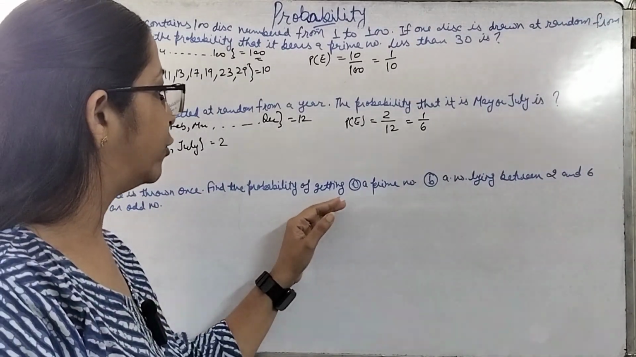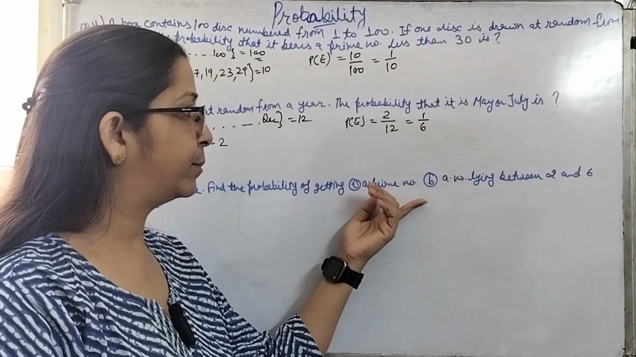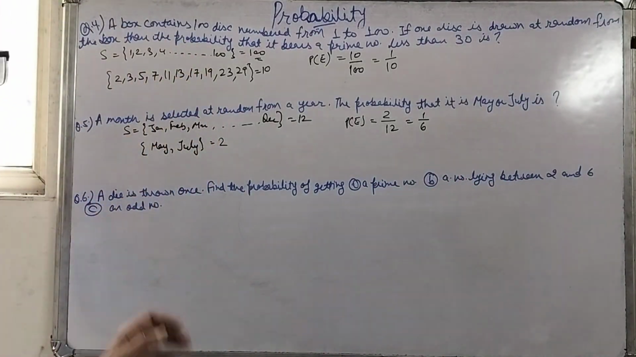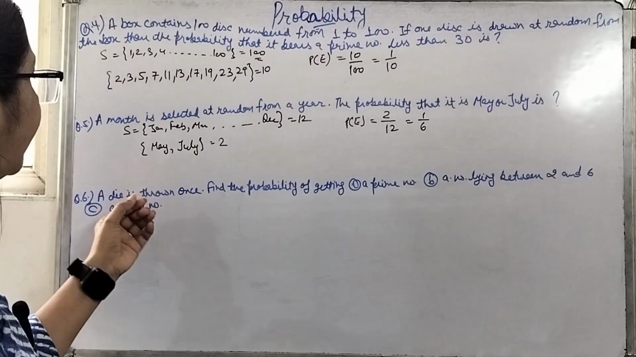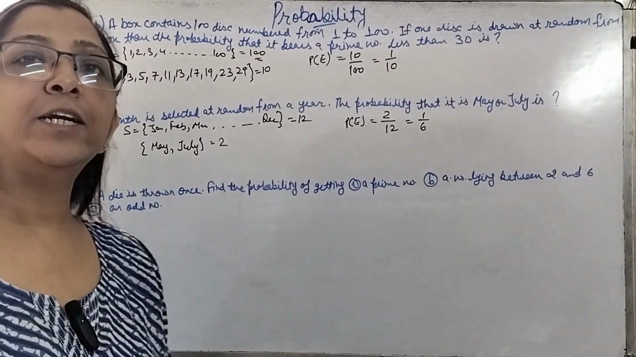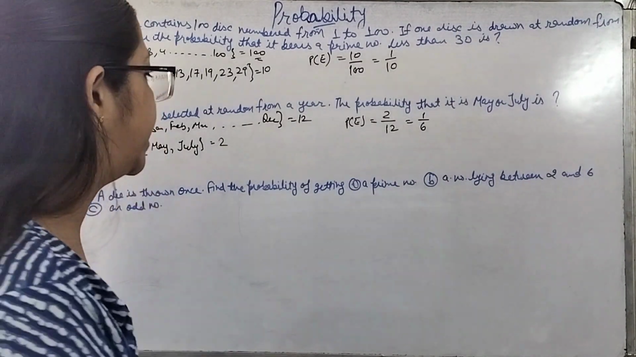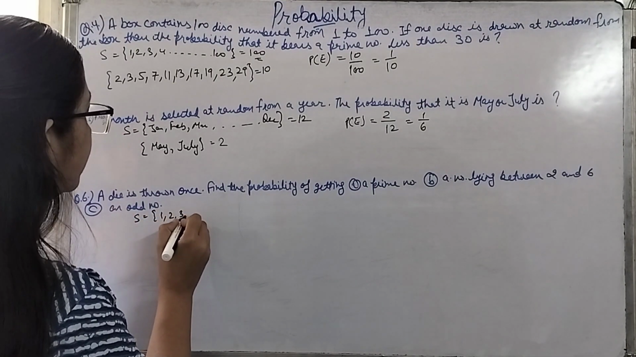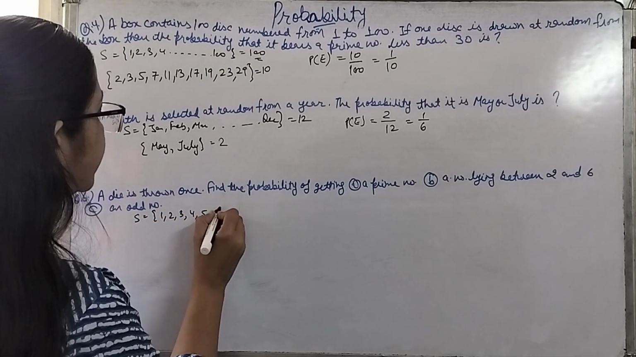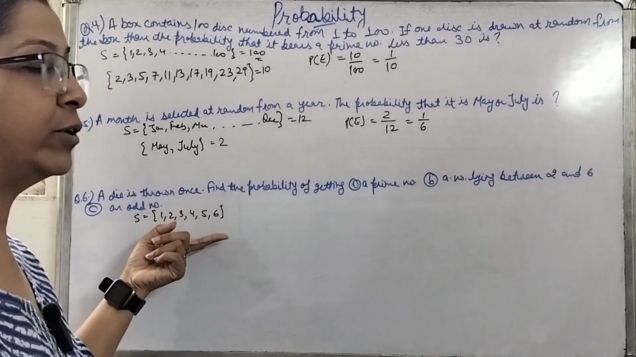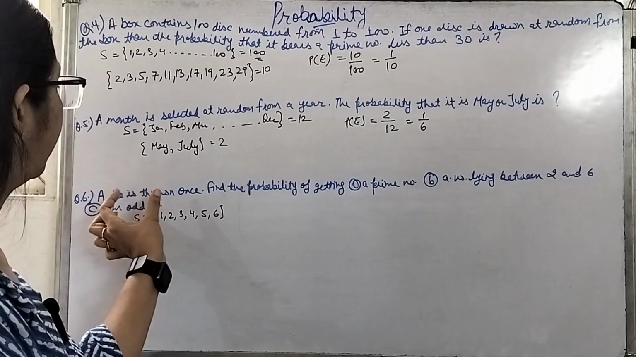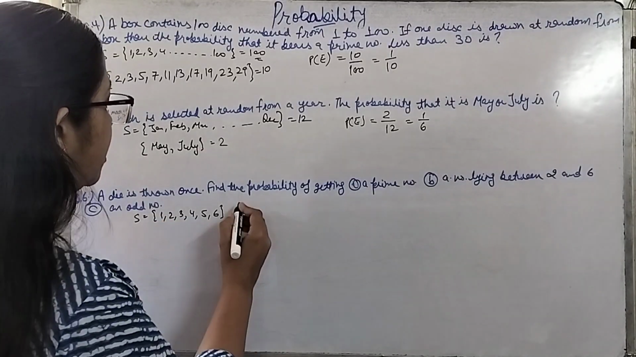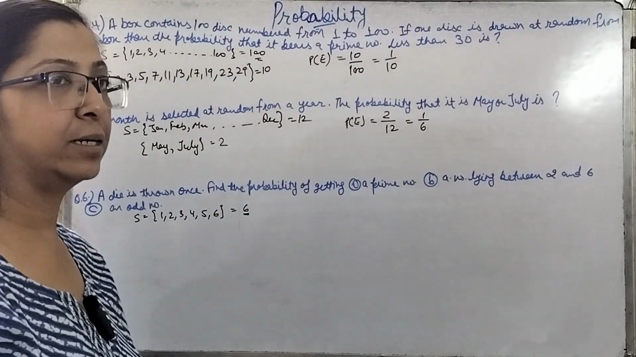Find the probability of getting, first, a prime number, second, a number lying between 2 and 6, and the third, an odd number. Now we know that whenever we are throwing a die, there are a total of 6 possible outcomes. The sample space could be 1, 2, 3, 4, 5, 6. Any of these numbers will be at the top.